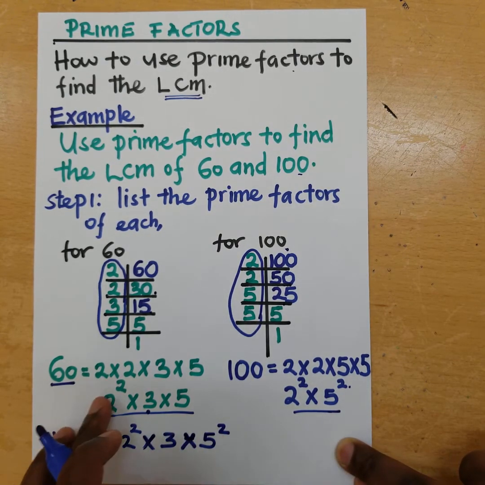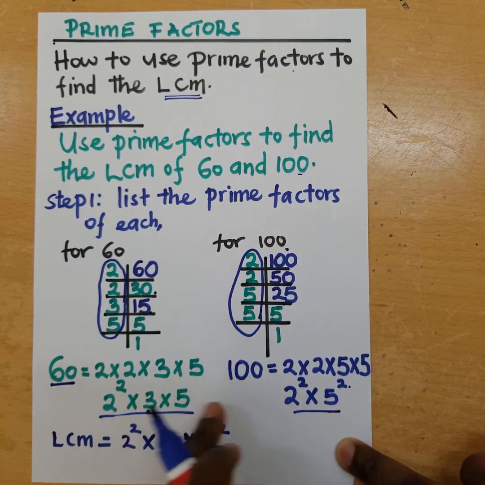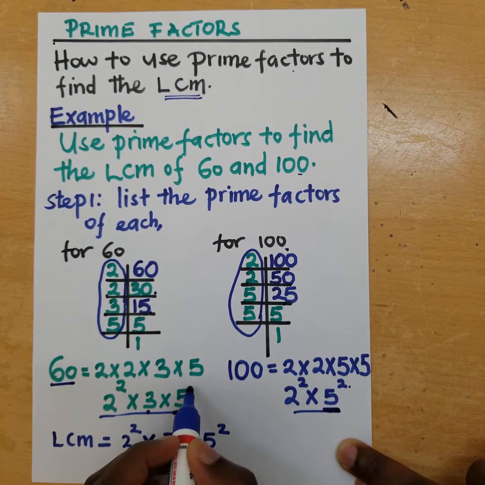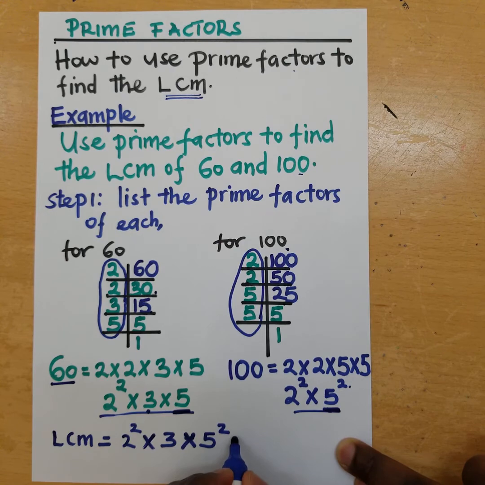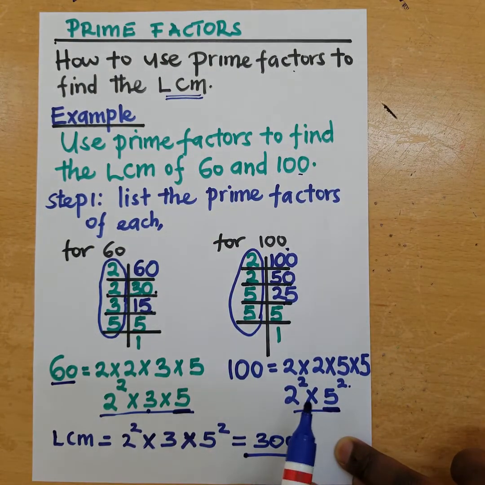We multiply everything, but if there are numbers appearing in both, we take the one that has the biggest power. In this case, 5 has power 2. The 5 here has power 1. The 3, we are saying we are multiplying everything. So if I multiply this times this times this, I'll get 300. So this is the easiest way to use prime factors to find the LCM.